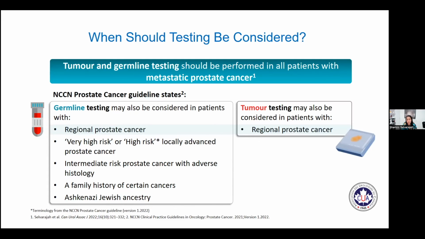And then for germline testing, these are some of the criteria. Do they have regional prostate cancer? Is it very high risk or high risk, locally advanced? Is it intermediate risk prostate cancer with adverse histology? This is basically the staging of the tumor. Or do they have a family history of certain cancers? Or are they of Ashkenazi Jewish descent? So these are situations when you might want to consider germline testing.